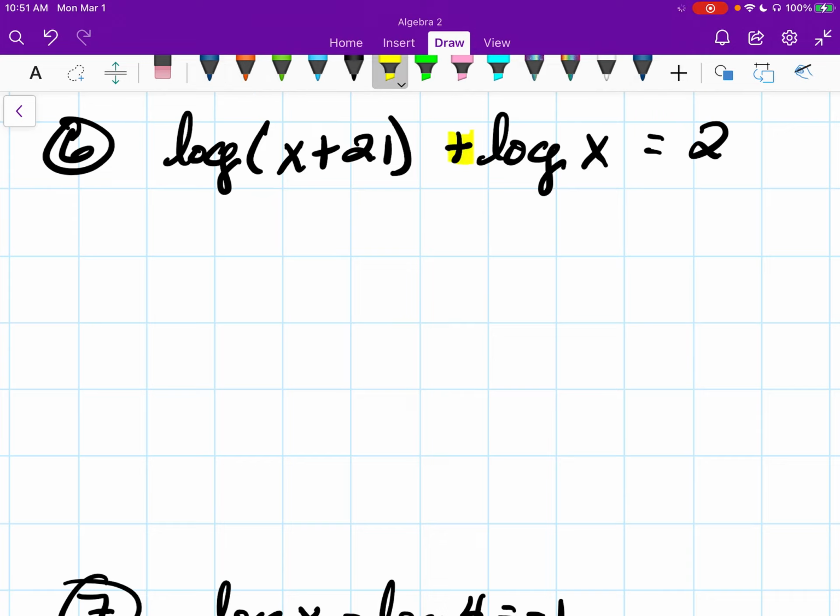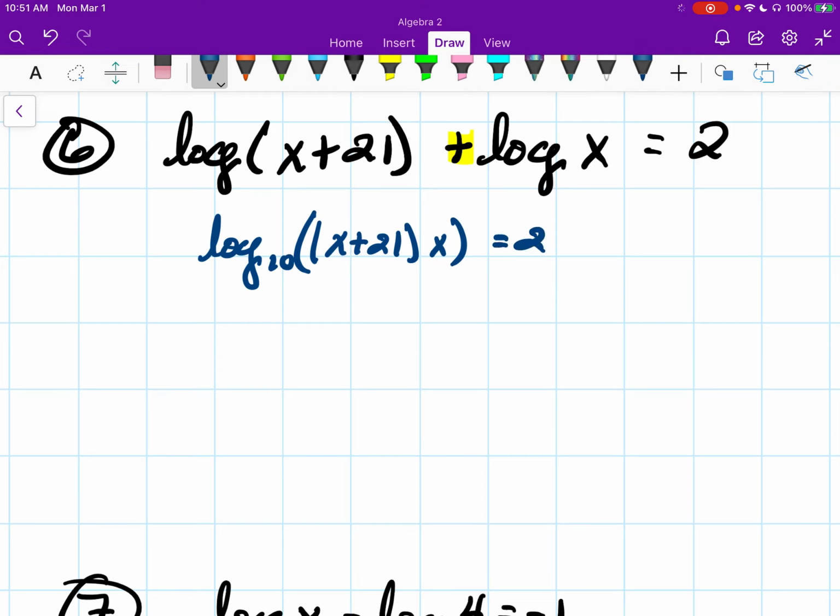There's a plus sign here, so that means multiplying. So my new log will be log base 10, right? And I'm going to write that in there, of x plus 21, and then really we have times x, right? Because it's multiplying that whole quantity there, and that's equal to 2. So this would be the same thing. I'm just going to multiply this x, I'm going to distribute it in. So this is log base 10 of x squared plus 21x equals 2.